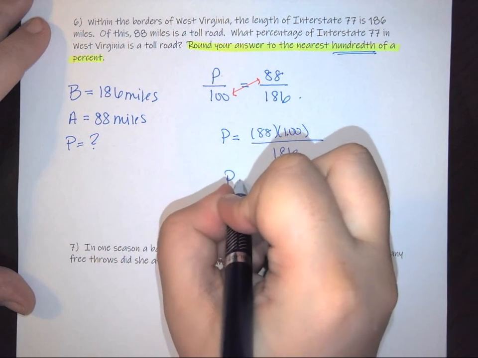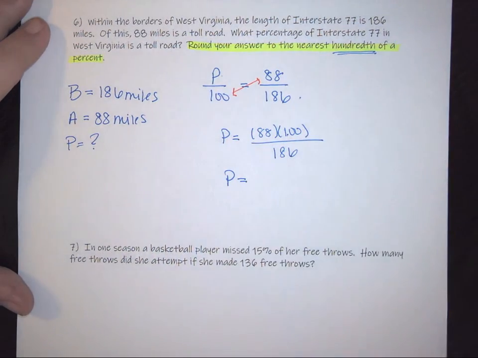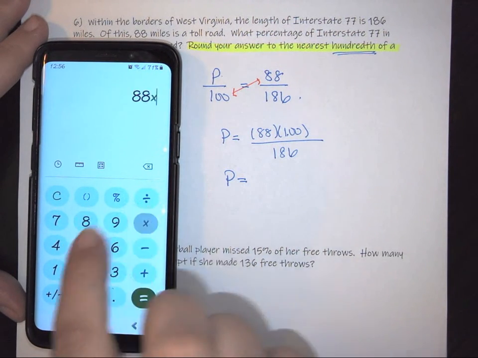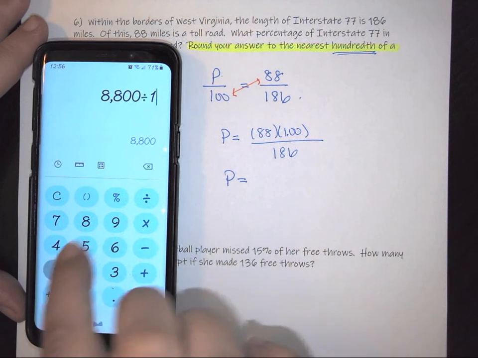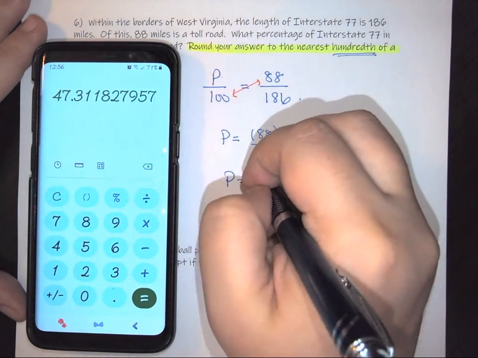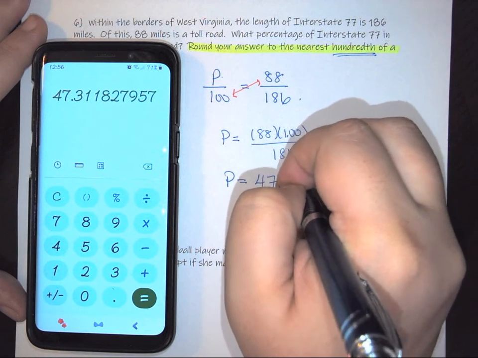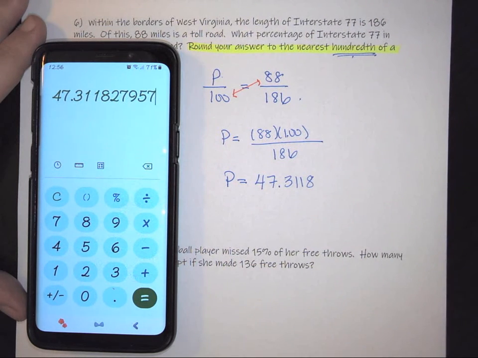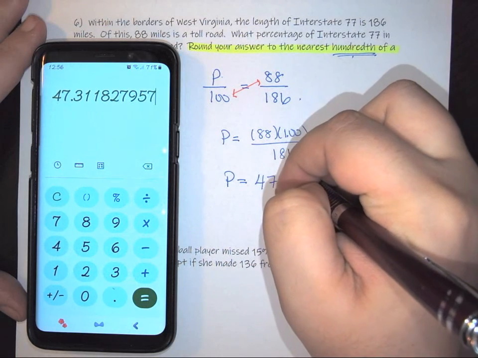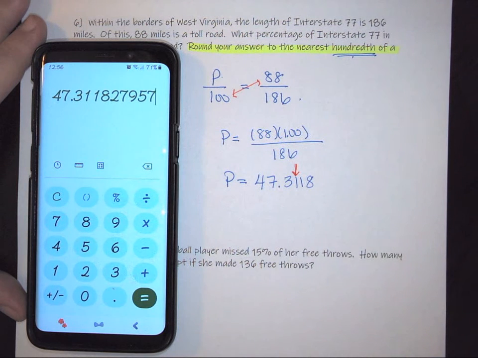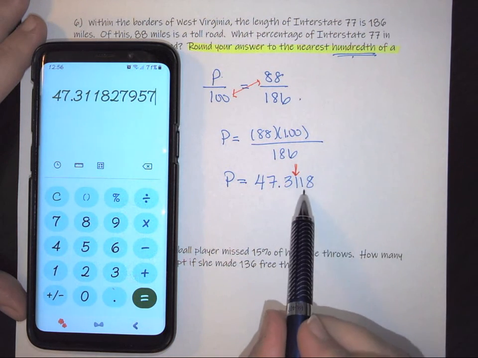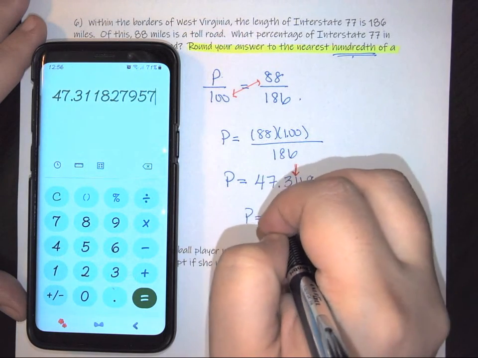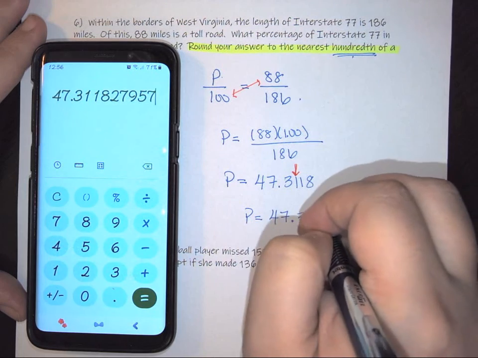So here we're going to end up with P is equal to, and again, here we go. So we have 88 times 100, divide that by 186, and we get 47.3118. Now I want the nearest hundredths place. My hundredths place is going to be this second place right here. So to use that means I have to use the spot right next to it. Because 1 is less than 5, that means my P is going to be 47.31%.